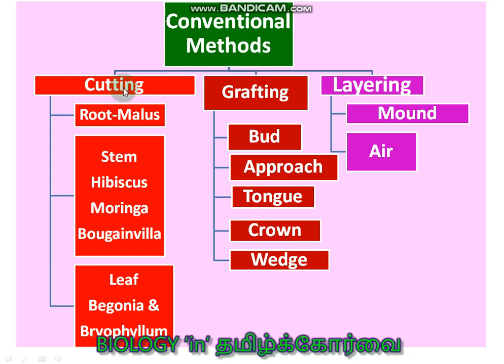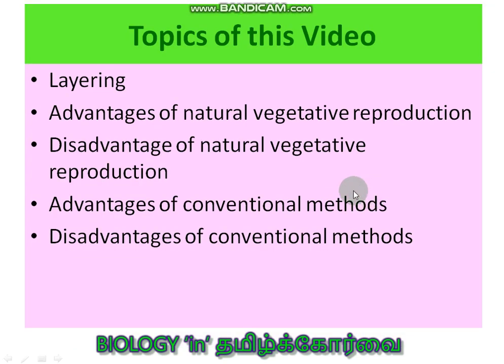In the previous video we covered cutting and grafting. Under cutting there are three categories: root cutting, example malus; stem cutting, hibiscus, moringa, bougainvillea; and leaf cutting, begonia and bryophyllum. In grafting, we studied five types: bud grafting, approach grafting, tongue grafting, crown grafting, and wedge grafting. Today in this video we are going to see layering: first mound layering, second air layering.